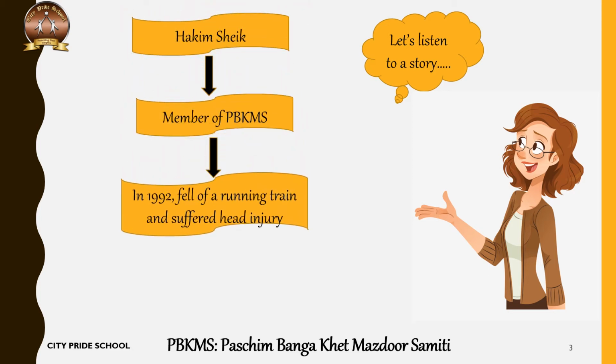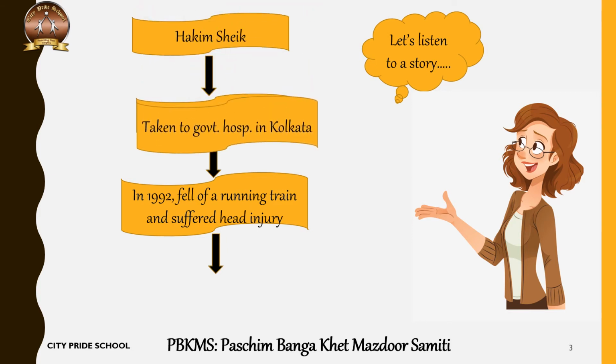Once, somewhere around the year 1992, when he was on a train journey, he suddenly fell off the running train and had a severe head injury. Now, we don't know the actual reason how he fell off the running train, but we could guess that maybe there was a lot of rush and crowd in the train, and by chance someone must have pushed him and he fell off. Or it could be vice versa. He was standing at the door of the train and by chance something happened, his hand slipped and he fell down.